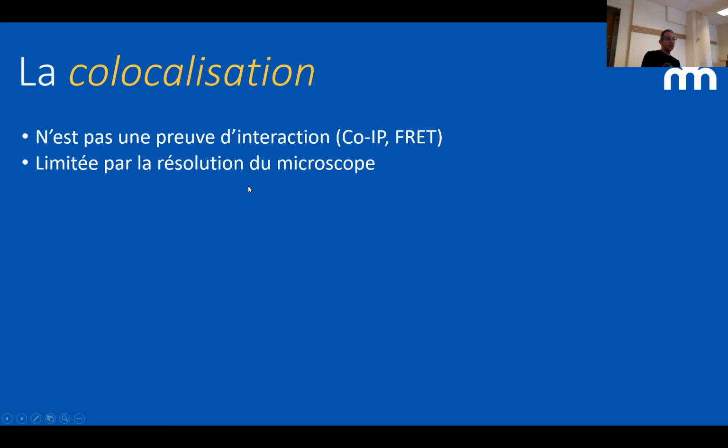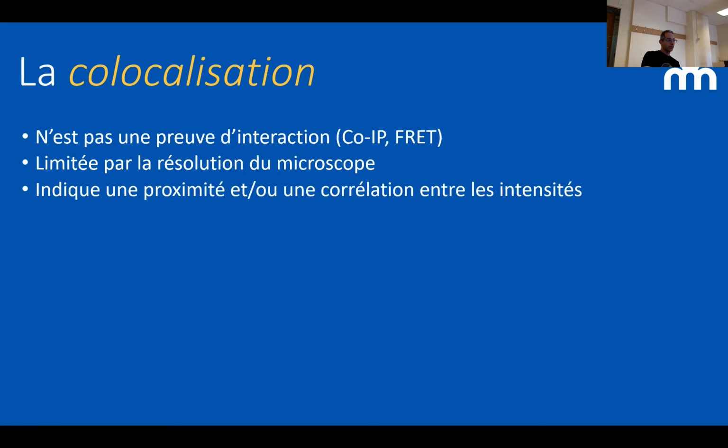Colocalization is also limited by the resolution of the microscope. We saw in the previous lecture that we are limited to 200 nanometers in X and Y resolution. So you're going to be limited by that. You cannot say if 2 things are closer than 200 nanometers. So that's a limitation.